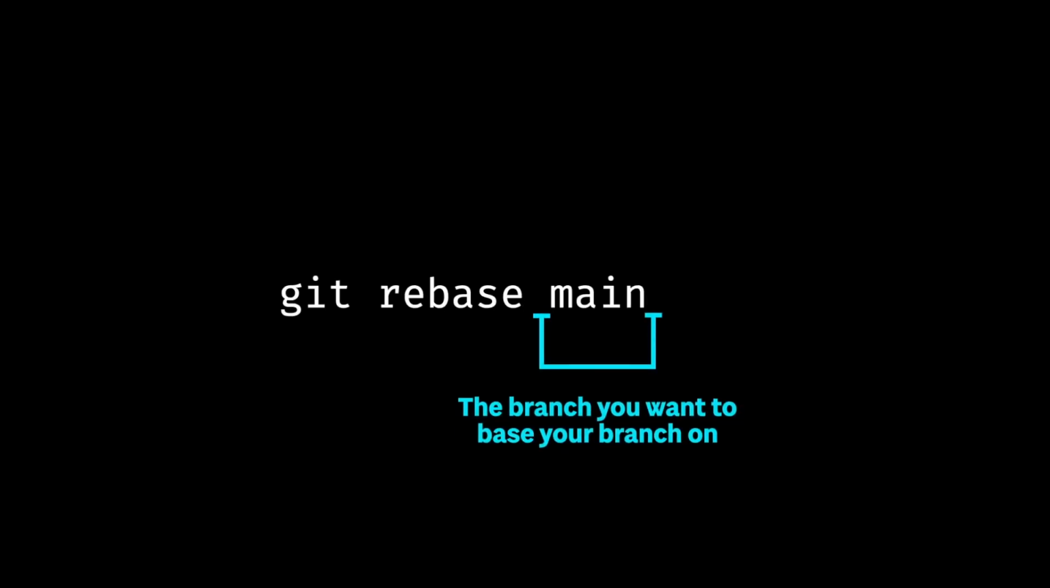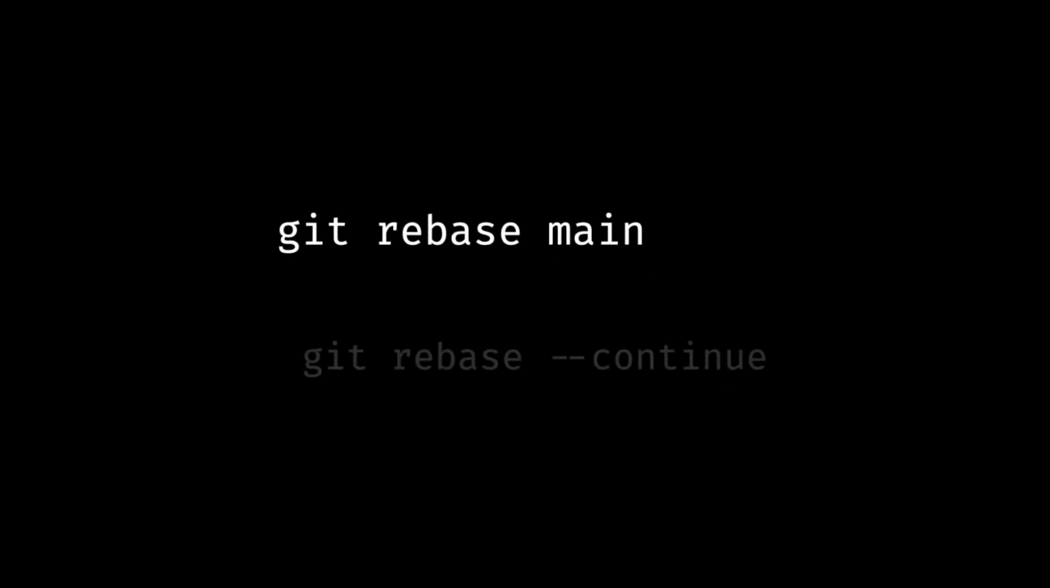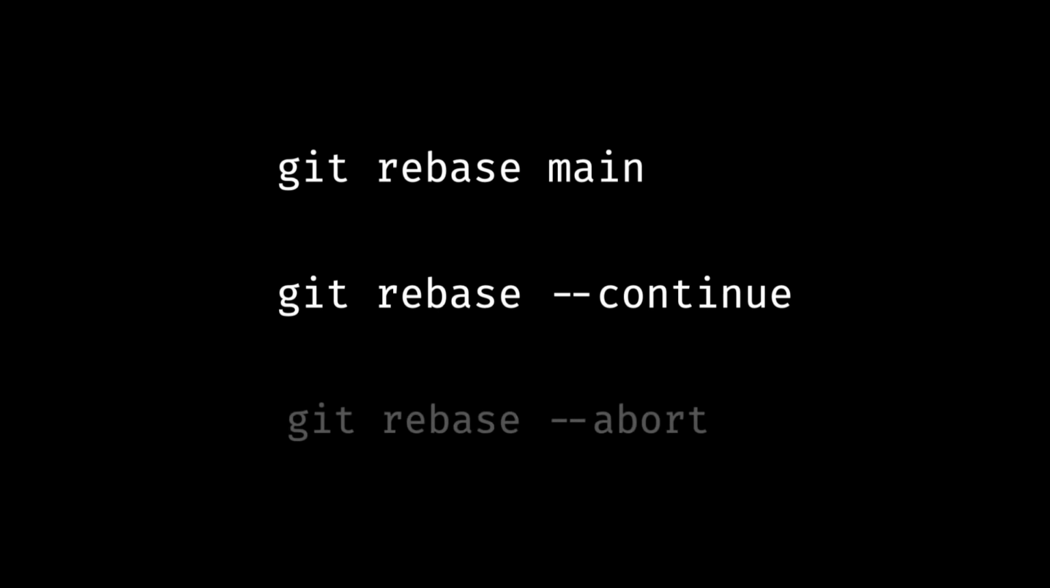So, how do I use this new magic sorcery? Well, just check out your feature branch and run git rebase with the name of the branch you want to base your current branch on. If you hit a merge conflict, don't panic. Just resolve the conflict, stage the file, and continue with git rebase --continue. Now, if you do panic, that's okay too. Just run git rebase --abort, and the rebase process will cancel out, and your branch will be reset to what it was before the rebase was started.